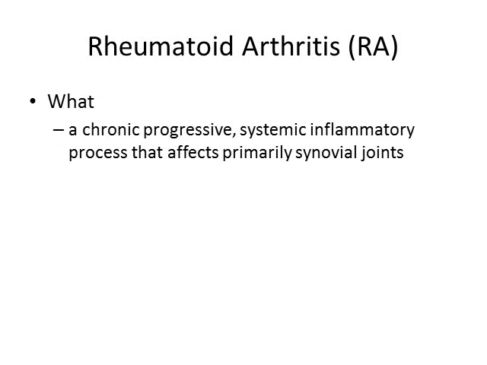And what is it? It's a chronic, progressive, and also systemic inflammatory process that affects primarily your synovial joints. It's the synovial joints, but again we say it's systemic. Remember in the earlier presentation we talked about the fact that connective tissue is throughout your body, and that is what is getting inflamed and damaged.